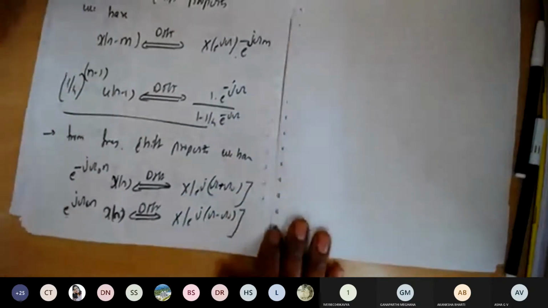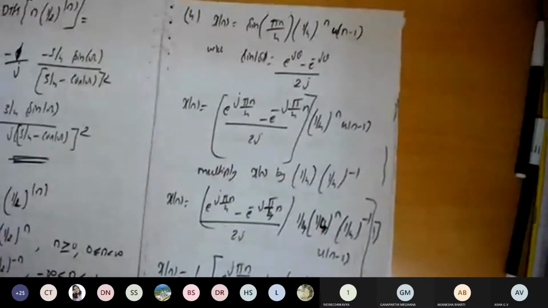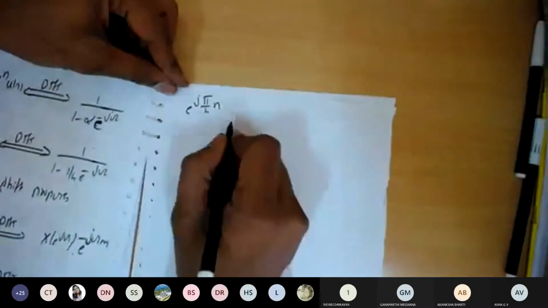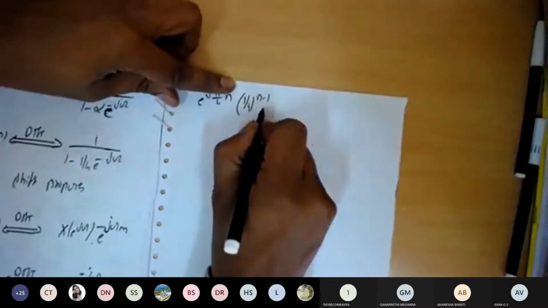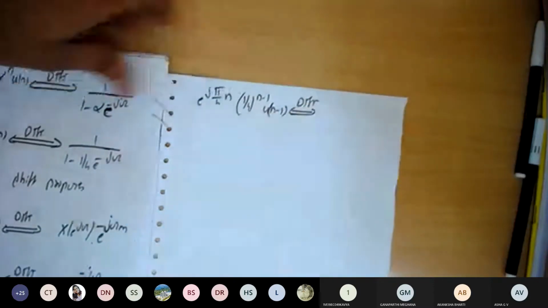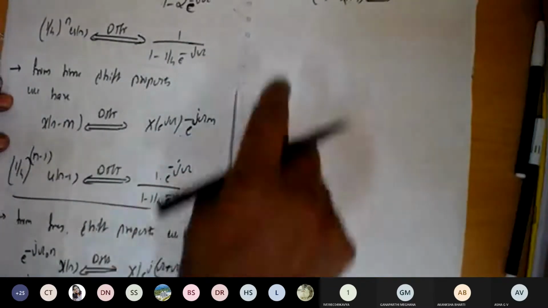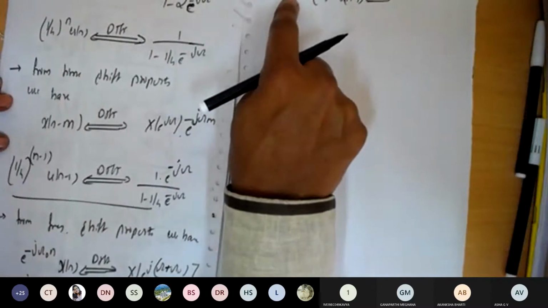So by using this, we'll consider the DTFT of the remaining terms. What are the remaining terms? e^(jπn/4) into this one, and e^(-jπn/4) into the rest of the things. So we have e^(jπ/4 n) into the remaining quantity (1/4)^(n-1) u[n-1]. We need to find the DTFT of this one. Replace ω with ω minus ω0, which is π/4, so it becomes ω minus π/4.